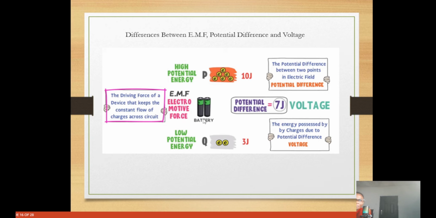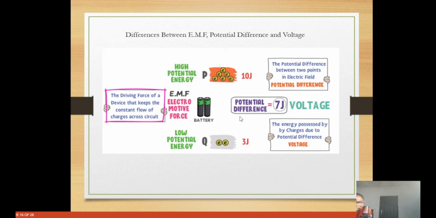So what do we need to do this? We need this battery. The battery is like the electromotive force. Look at the definition of the EMF. The driving force of a device that keeps the constant flow of charge across the circuit. It's just like a power that is pumping. That is what the electromotive force is. Then we now have the potential difference.